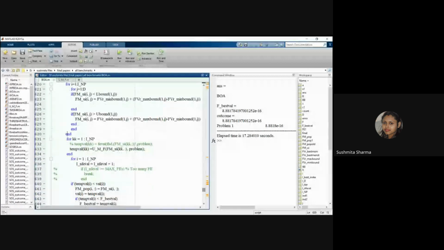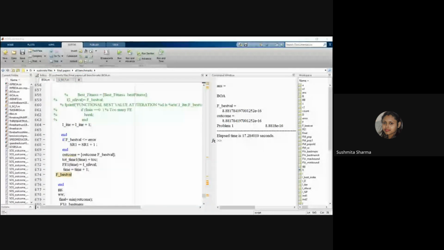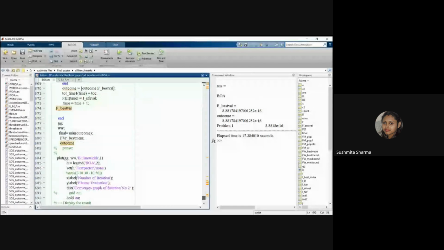After the total number of iterations is executed, for each iteration I will check whether the newly generated solution is better than the previous. Every time I am finding the best solution for each iteration. After the termination criteria is fulfilled, I will store all my best values from each execution, and finally I will get the best out of all these 30.